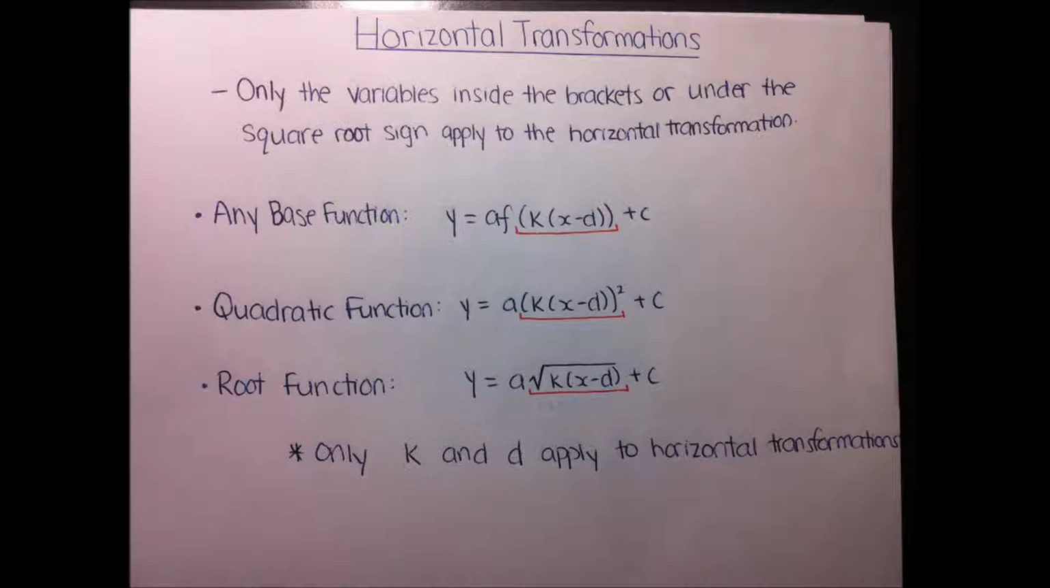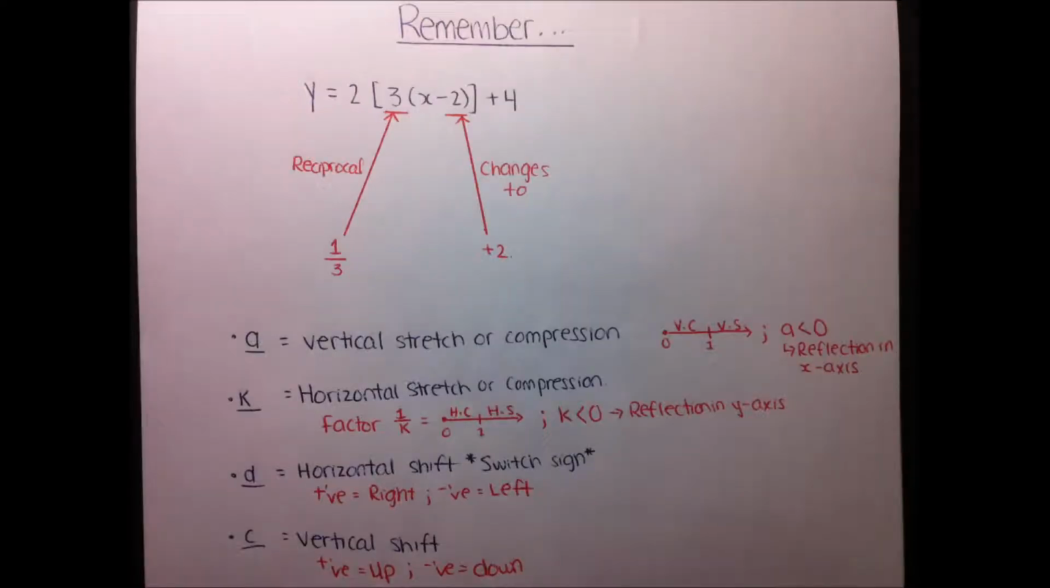The first one applies to any base function, the second one is for quadratic functions, and the third one is for root functions. In all of the equations, the part inside the bracket or under the square root sign is k and x minus d, which means the only variables that will affect horizontal transformations are k, which is a horizontal stretch or compression, and d, which is a horizontal translation.